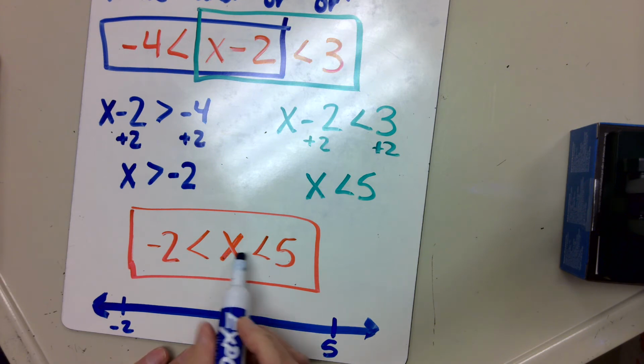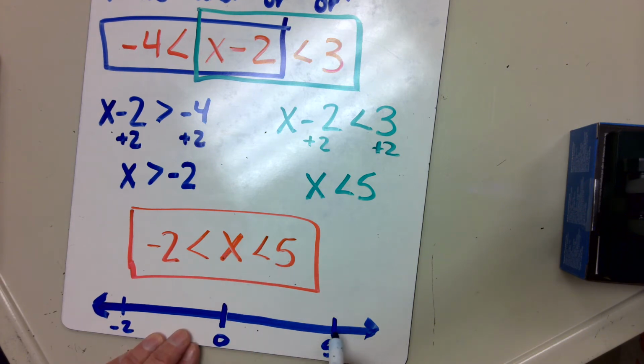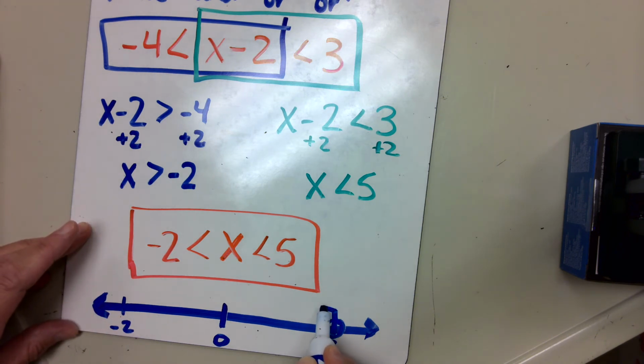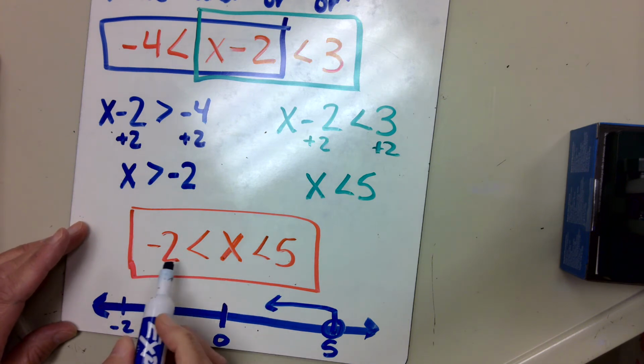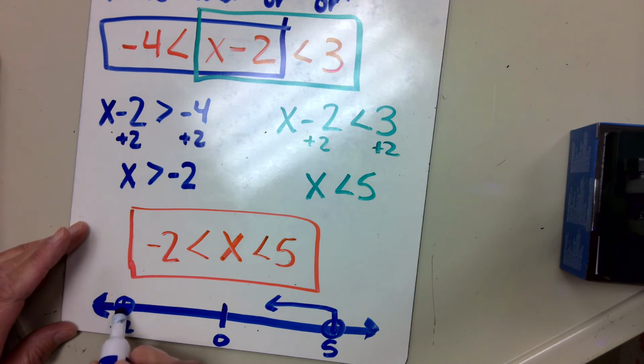My x value is less than 5, so I would put an open circle on my 5. So I know it's going to go this way, everything less than 5. But it can only go this far because I need to be greater than negative 2. So I put my open circle here and I draw it this way. These two lines are going to meet. My possible solutions for x are all within this region right here.